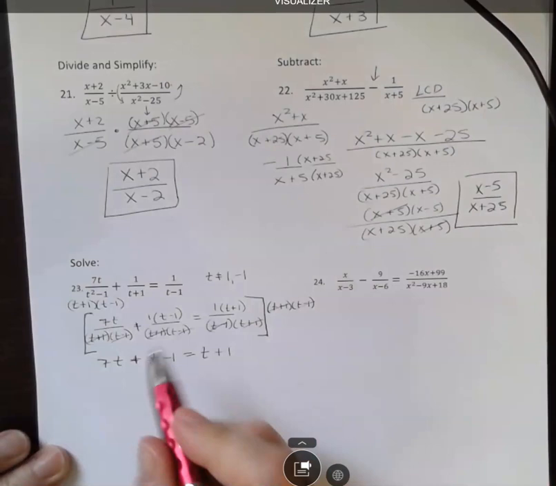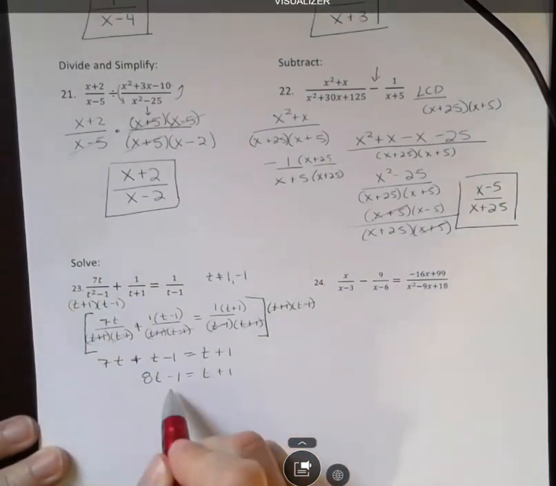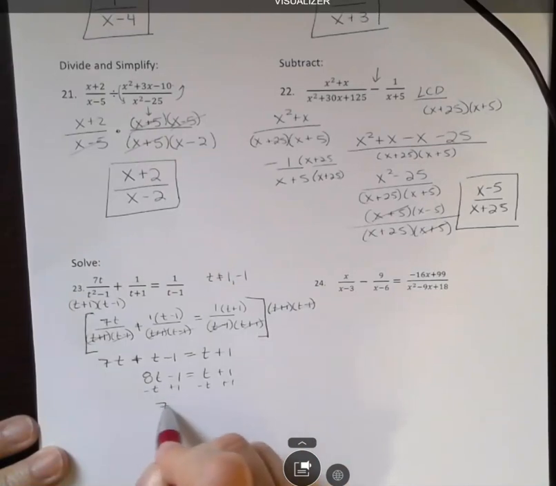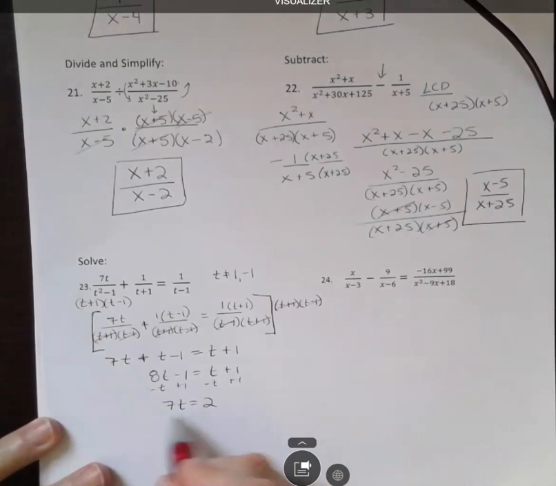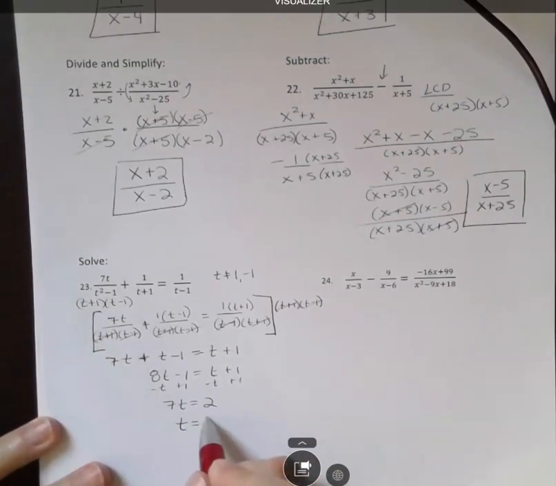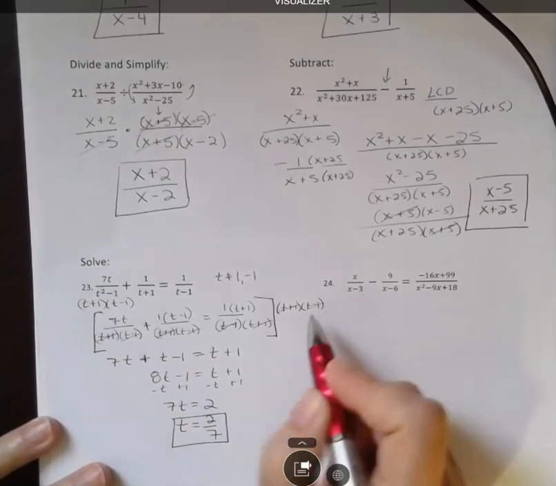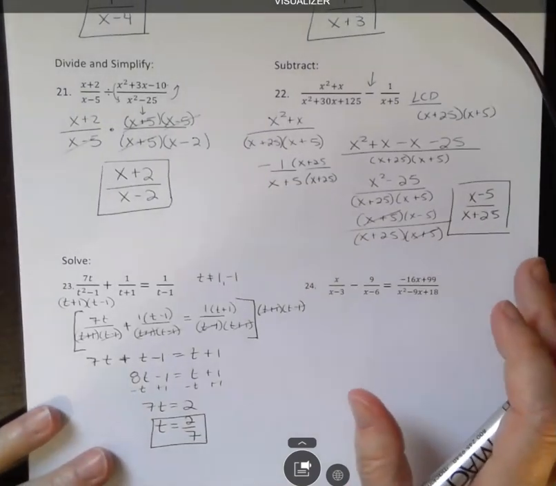So I have 7t plus t is 8t. And if I add 1 to both sides and subtract t from both sides, I get 7t equals 2. And if I divide both sides by 7, I get t equals 2/7. Now, I don't have to worry about these restrictions because I didn't get that for an answer. I'm just done.